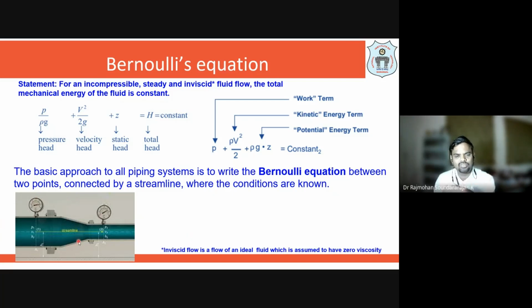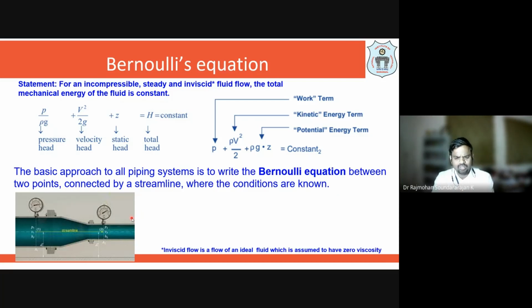When I say conditions are known, we know the density at that location, the cross section area, that is the diameter of the pipe at that location, and the volumetric flow rate. If all these are known, it's easy for us to determine the pressure drop across two locations.